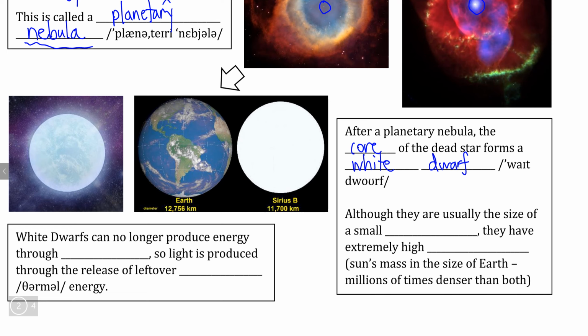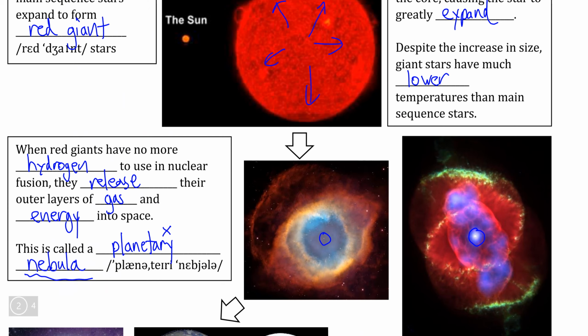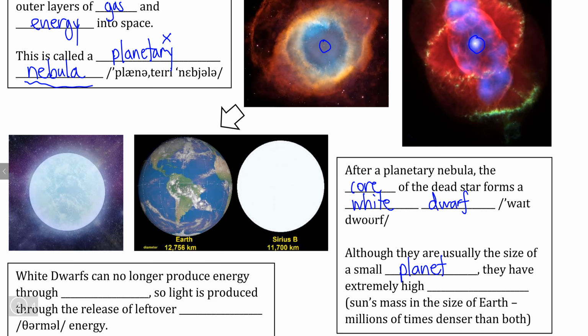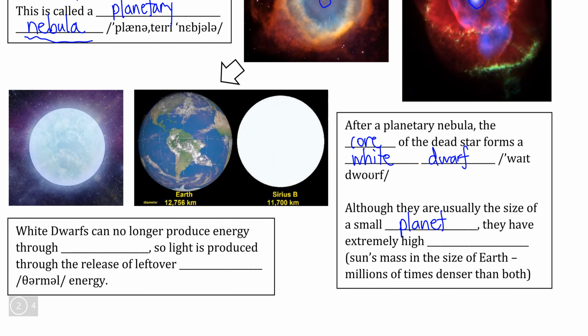We can see that Sirius B, an example of a white dwarf star, is only about the same size as a small planet. It's actually smaller than Earth in terms of its diameter, but it somehow manages to retain the mass of what the original main sequence star was. So imagine that you're taking the mass of Earth's sun and condensing it into a volume that is just a little bit smaller than Earth.